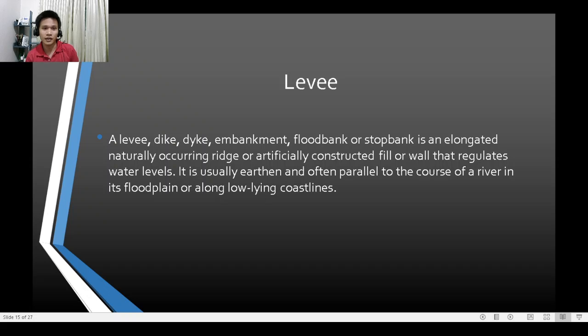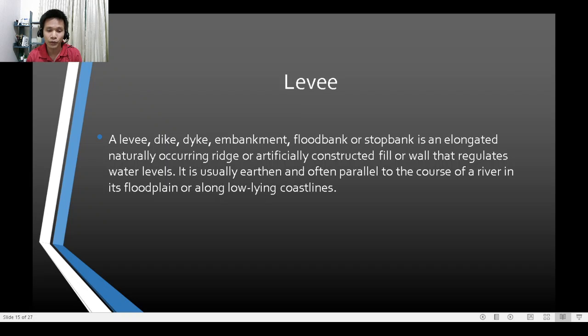So levee. A levee, dike, embankment, flood bank, or stop bank is an elongated naturally occurring ridge or artificially constructed fill or wall that regulates water levels. It is usually earthen and often parallel to the course of a river in its floodplain or along low-lying coastlines. So kaning floodplain sa river, classmates, is mura na siya goan.